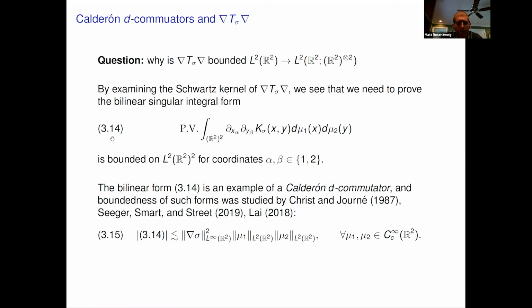And the type of estimate that we can get for this bilinear singular integral form is given in equation 3.15. It only depends on the gradient of sigma in L infinity, so we need sigma to be Lipschitz, and then, of course, just the L2 norms of mu1 and mu2. So this gives us the desired boundedness that we were assuming in the last two slides.